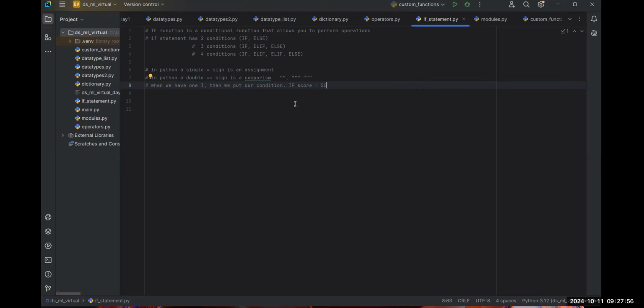Now, for this condition, let's say if score is equal to 50, this is assignment. We said one is an assignment. But in an if statement now, we're no more using one. We're not saying if score is equal to 50 as an assignment. We are comparing score to be 50. We are not assigning score to be 50. If score is equal to 50, what happens next?